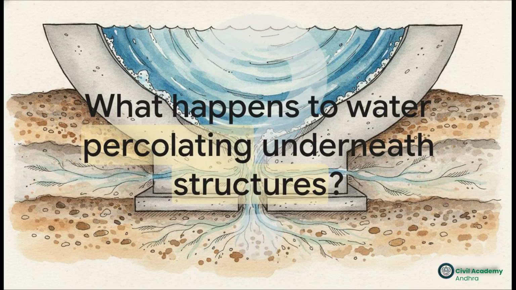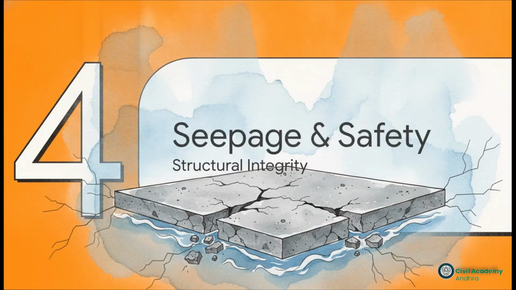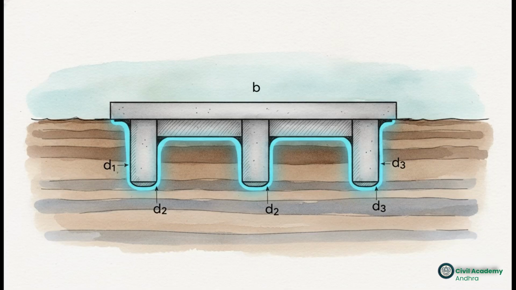Okay, so we've successfully designed our canal channel. Awesome. But water is relentless. We have to shift our focus drastically downward, right beneath the visible surface. What exactly happens to the water that inevitably percolates underneath our related hydraulic structures, like weirs and barrages? Which leads us to our fourth and final section, seepage and structural safety. This is where we learn how to prevent the massive concrete floors of our hydraulic structures from literally rupturing under the hidden upward pressure of groundwater.